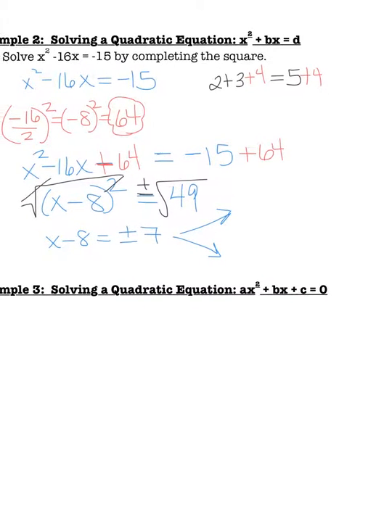but I have two equations because I have one equation as x minus 8 equals positive 7 and x minus 8 equals negative 7. So if I add 8 to both sides, I get x equals 15 in this situation. And over here, if I add 8 to both sides, I get x equals 1. So those are your two solutions for that example.